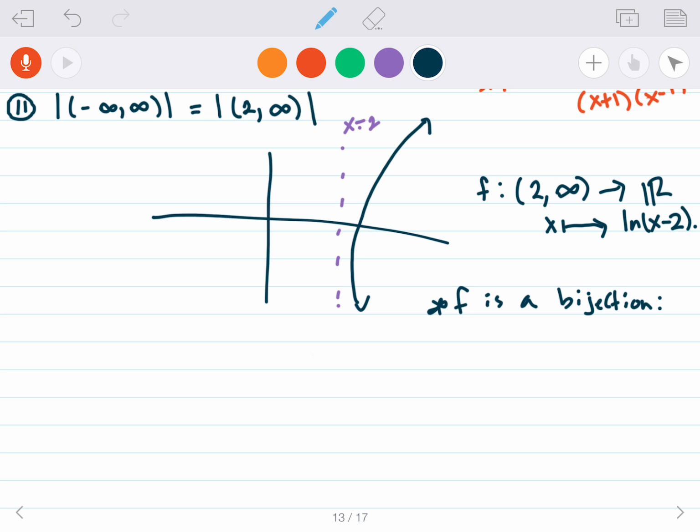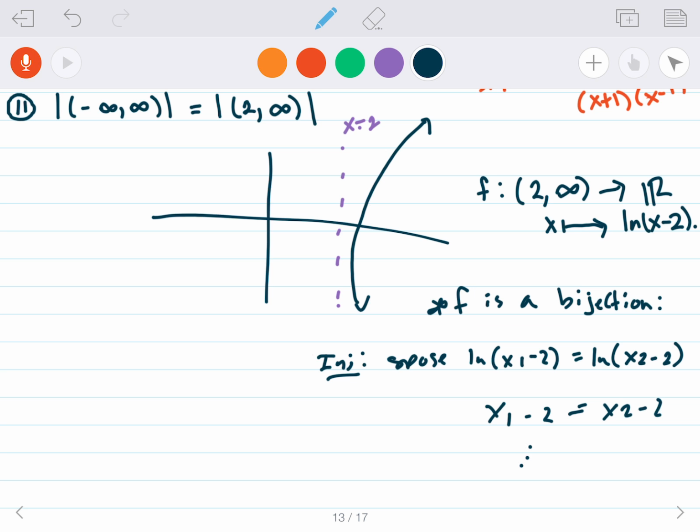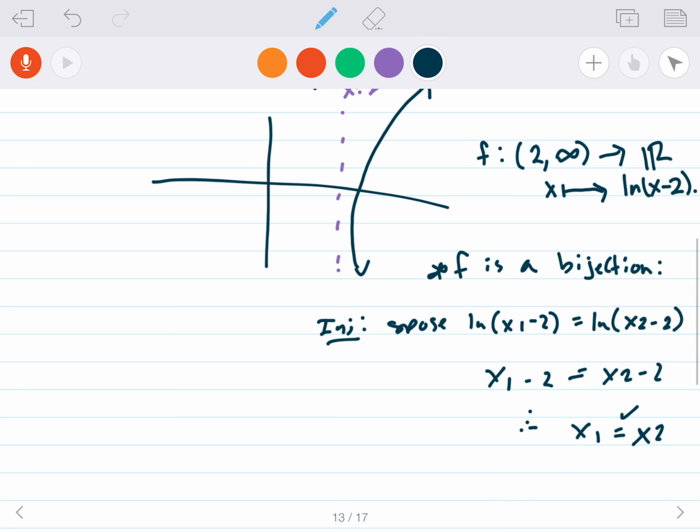Same kind of trick as before. So for injective, suppose ln(x1 minus 2) equals ln(x2 minus 2), and then we use the exponential to get rid of the ln. So raising both sides to the e gives me x1 minus 2 equals x2 minus 2, and so x1 equals x2. Okay, so that's injective, and then surjective isn't hard to show either.